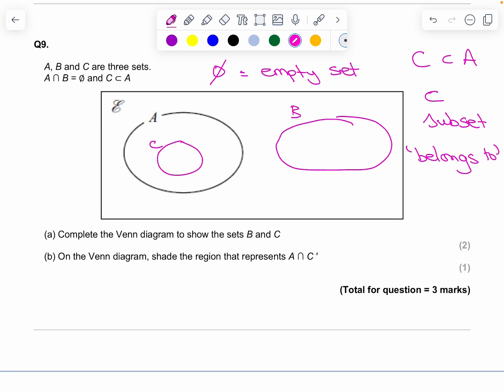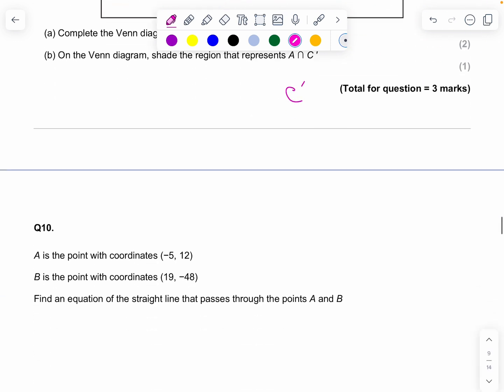And then finally it says, on the Venn diagram, shade the region that represents A and not C. Again, we've done this notation. Remember, the dash means not C. So A and not C is all of this. So A but not C would be all of the outside, and we don't go inside C at all. So it'd be all of that area there.